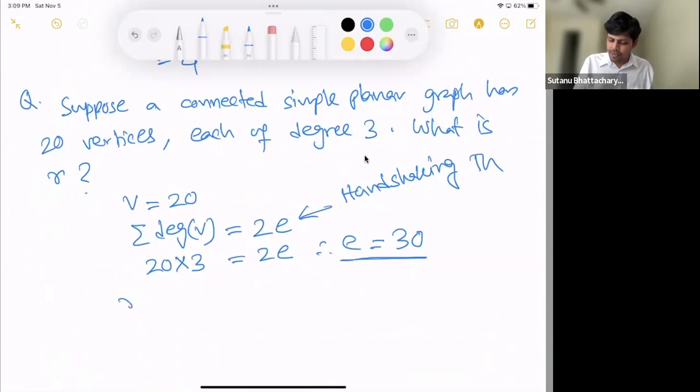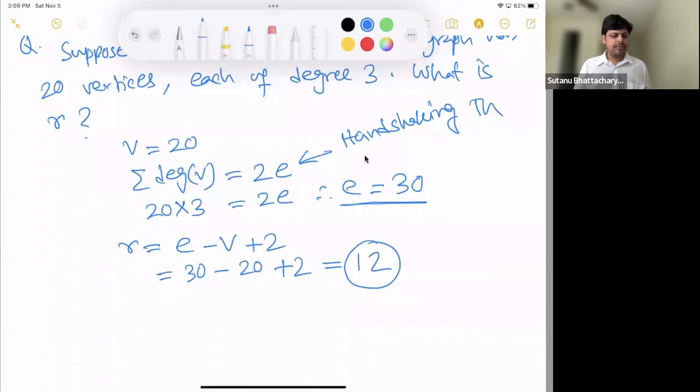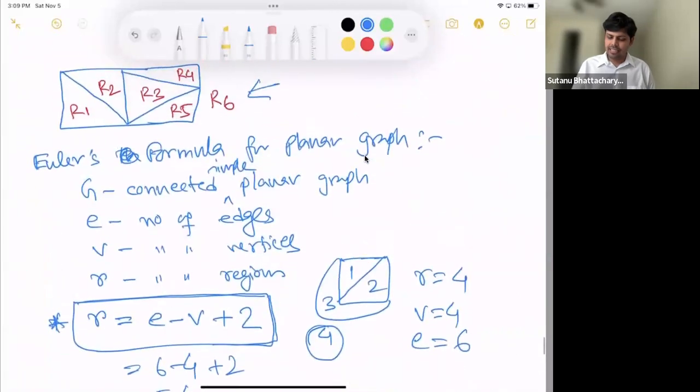So now we can easily apply the equation R equals E minus V plus 2. So E is 30, V is 20, plus 2, that is 12. So the answer would be 12. So this is about planar graphs and the relation between the number of regions based on the number of edges and the number of vertices.